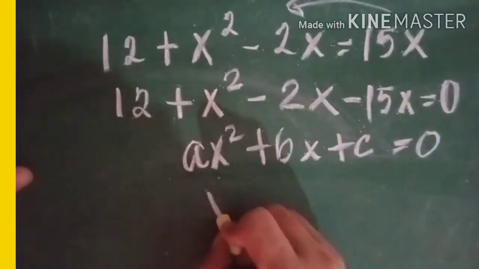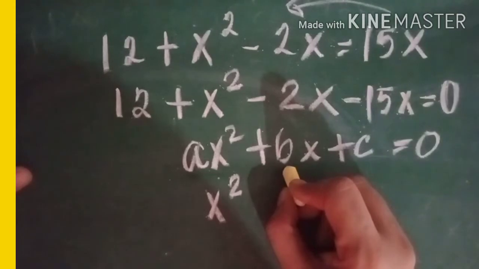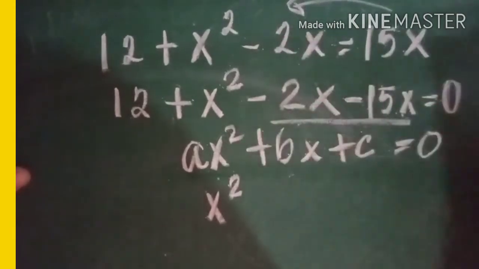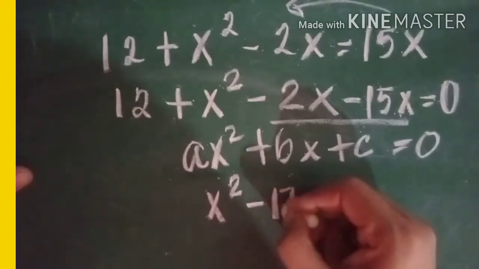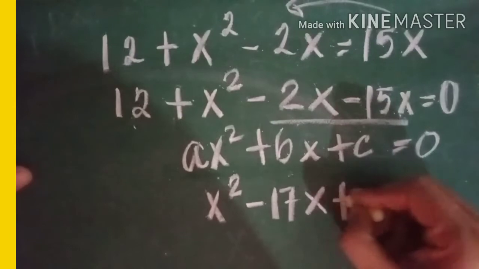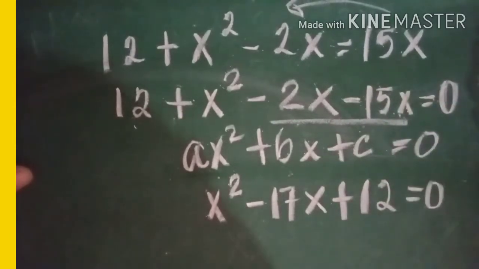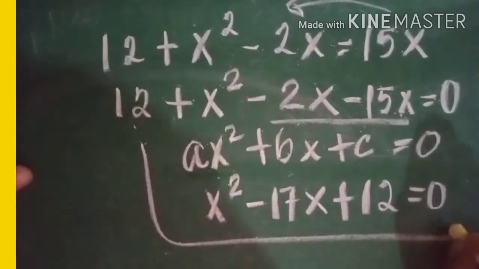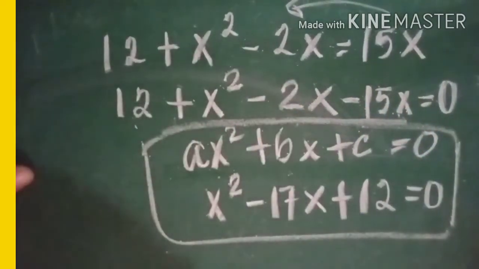Then, the next step is sundan natin yung standard form ng equation. So, we have x squared and then combine natin yung negative 2x at saka negative 15x. So, negative 2x plus negative 15x is negative 17x plus the constant 12 and then equal to 0. And now we have the standard form of the equation x squared minus 17x plus 12 equals 0.